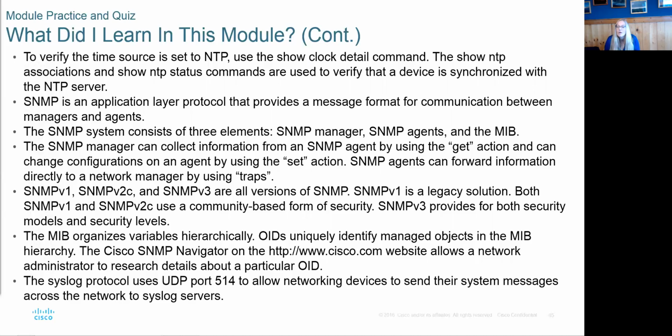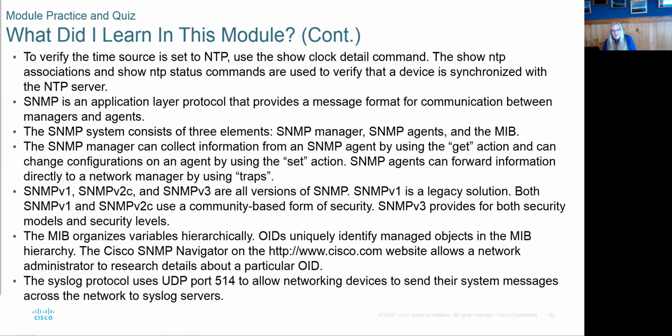Once you've verified you've got the correct time, you can show NTP associations and the status to make sure that it's synchronized. For your SNMP, never use version 1 or 2. Make sure that you're using SNMP version 3 and a strong encryption algorithm like AES. The MIB for your SNMP is going to organize your variables hierarchically, so you want to make sure that your objects are managed properly.